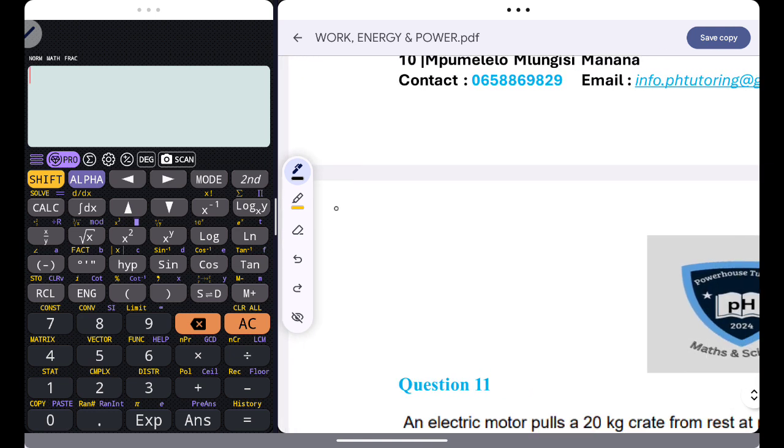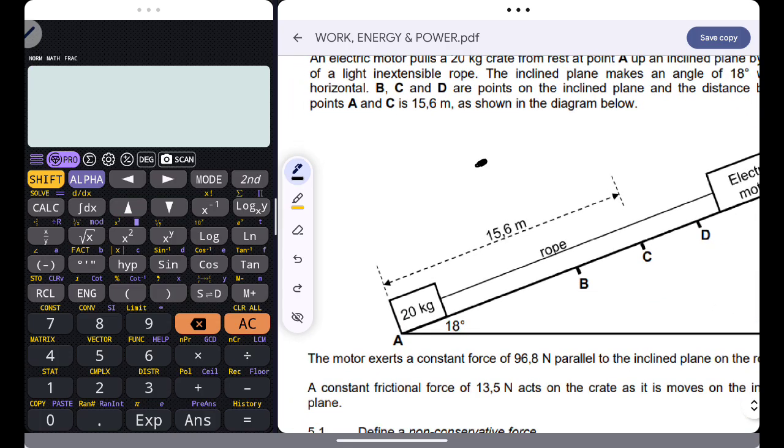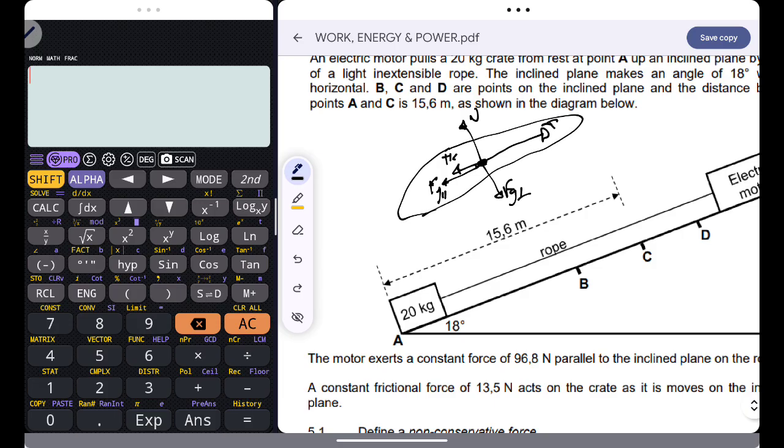Remember that F net is the sum of all the forces in one direction, in one dimension. If one would draw a free body diagram over here, it would be like this. We have the tension on the rope, the normal force, and then the frictional force, and then we have the components of gravity, Fg parallel as well as Fg perpendicular. Are you together? So the only forces acting parallel to the direction of motion are these three.